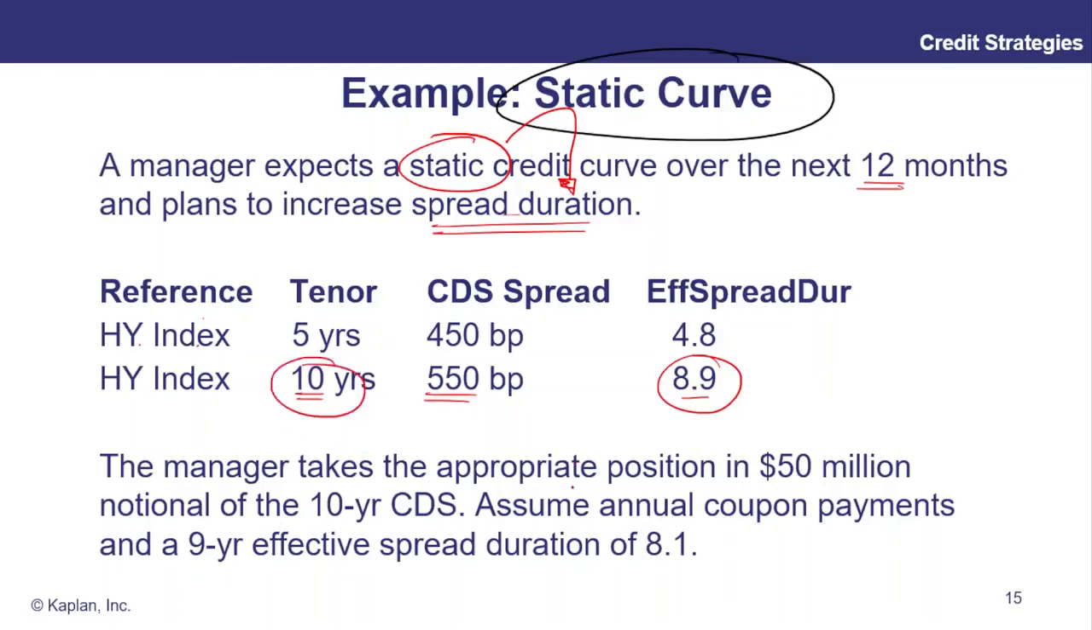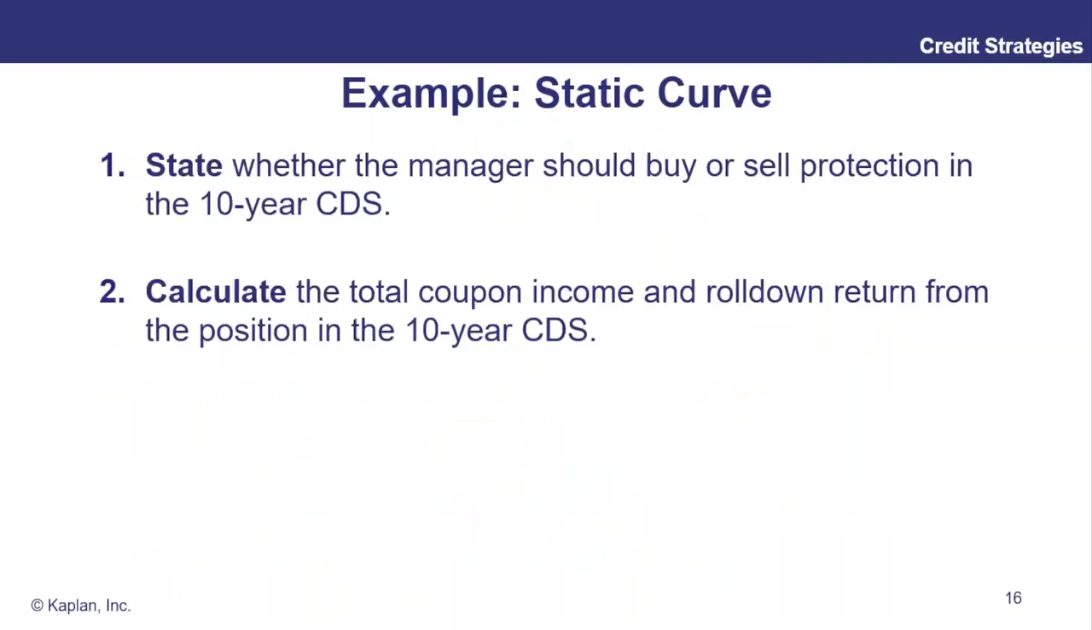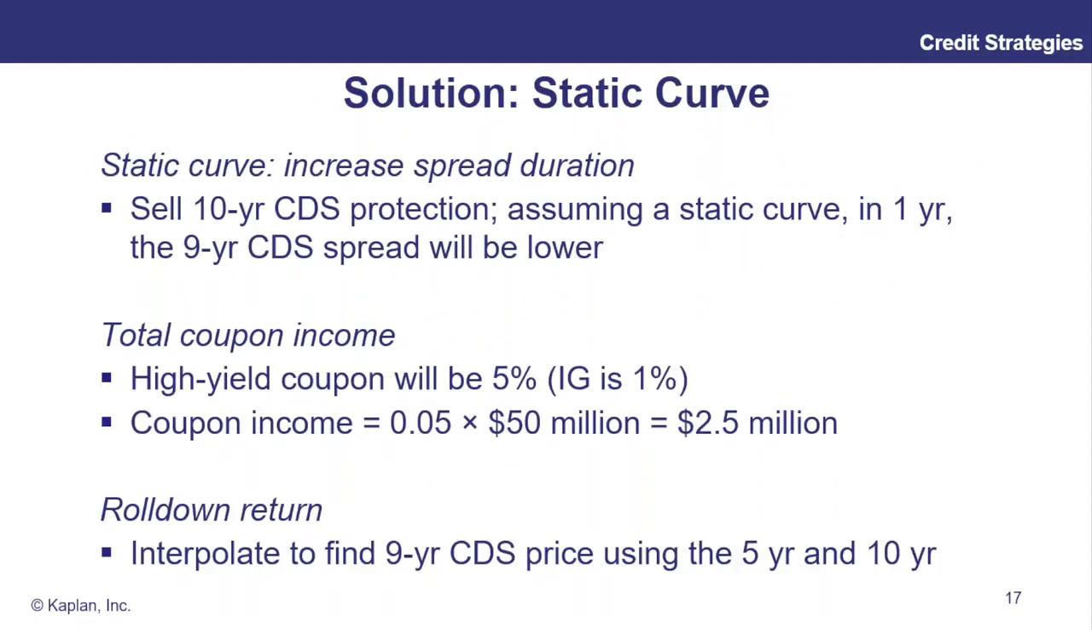I mean, they're being coy here. They're saying take the appropriate position in 50 million notional of the 10-year CDS, assume annual coupon payments and effective spread duration of 8.1. I guess the first question is, what should we do? Well, obviously, when we're interested in the higher spread duration, the trap here is to say you buy that contract. No, to increase exposure, you would sell that contract, and collect these higher CDS spreads at longer maturities without the concern that spreads are going to move against you, because you think the curve's going to be static. So that's the answer to the first question. Should we buy or sell protection in the 10-year name? The answer is we should sell protection in the 10-year name.